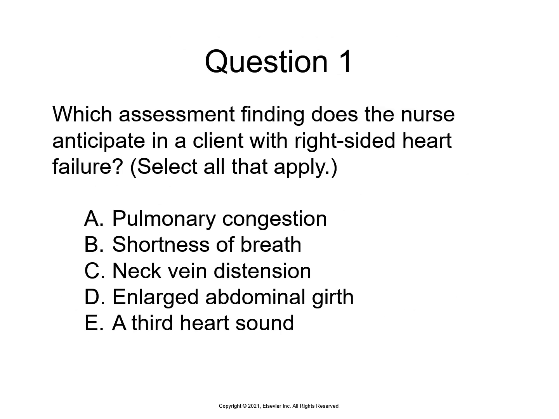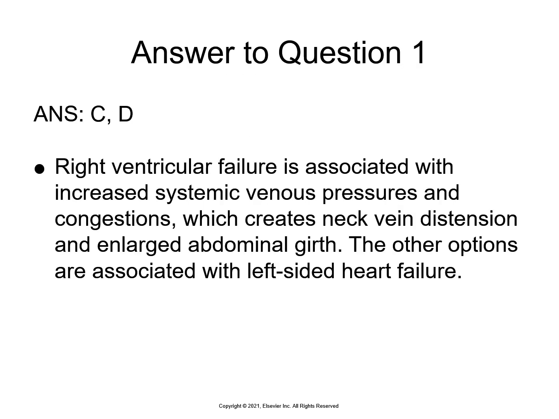So looking at our question here, which assessment finding does the nurse anticipate in a client with right-sided heart failure? Select all that apply. When I look at this, I am thinking right-sided heart failure, which means that it's a systemic problem. So I'm looking for neck vein distension, and I'm looking for an enlarged abdominal girth. The other ones I know are connected to left-sided heart failure. So my answers would be neck vein distension and enlarged abdominal girth. So there you are, C and D.